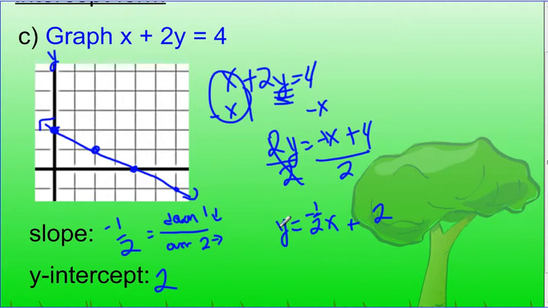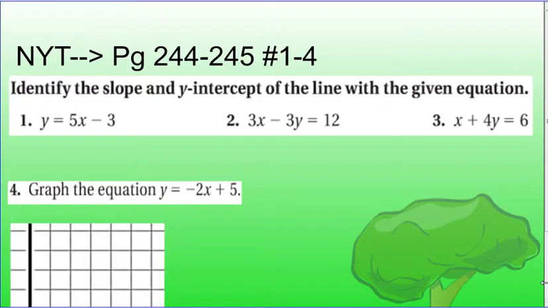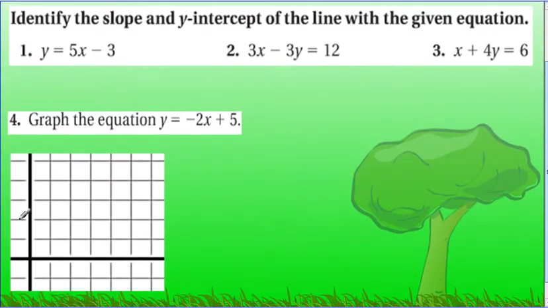Now we have a couple more problems to try. These come from the textbook. They come from page 244 and 245, numbers 1 through 4. The first 3 problems you see here, we just have to find the slope and y-intercept. You don't have to graph it. Number 4, you have to graph it, and there is no space on the graph on the note sheet, so maybe a separate sheet of paper, a little piece of scrap paper, and a piece of graph paper like this should be sufficient. So go ahead, do the problems. When you're ready, hit play, and we'll go through them together.